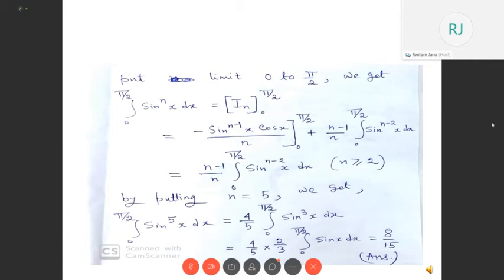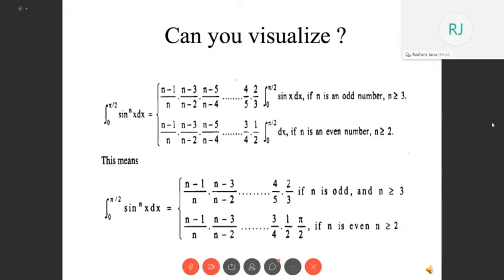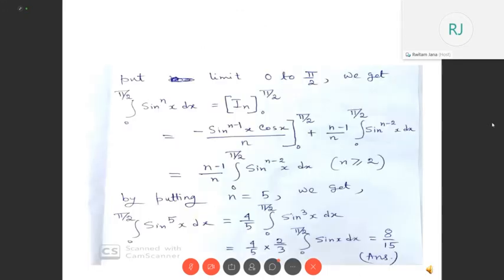Okay. Now, can you visualize this part? If n is an odd number, then the value of 0 to pi by 2 sine to the power nx dx looks like this. And for n equal to an even number, this value looks like this: n minus 1 divided by n into n minus 3 divided by n minus 2 and so on. In the previous part, you already saw it. Its value is n minus 1 divided by n into n minus 3 divided by n minus 2 in successive way, as your n value was an odd number, that is n equals to 5.